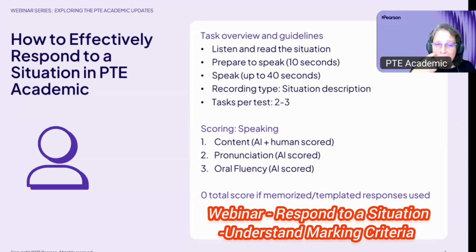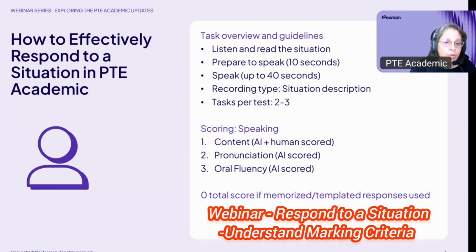The test taker will listen and read a situation. They then have to prepare to speak for 10 seconds. Once the recording starts, they have to speak up to 40 seconds. The recording of the situation that they hear and read is basically a description of a situation. And this particular task appears 2 to 3 times in part one of the test.